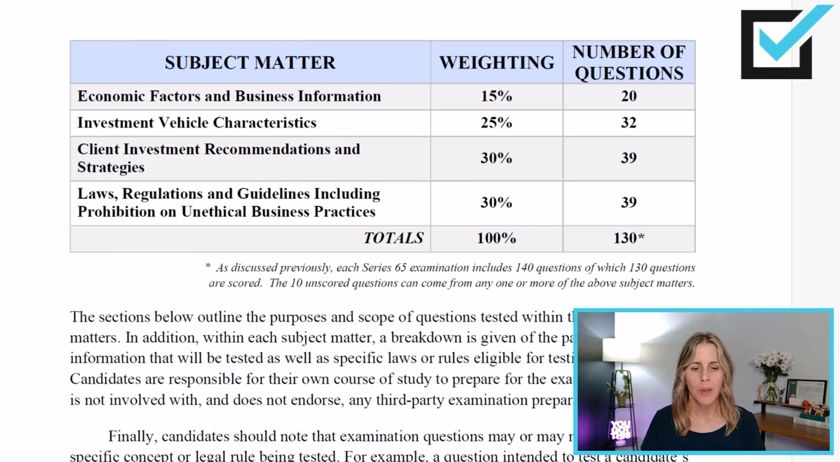You can see from NASAA's study guide, Section 1 is Economic Factors and Business Information. It is 20 questions out of the 130 questions that count on your exam. This is a challenging section for the exam due to the vast amount of information they expect you to know for 20 questions. So don't blow it off.